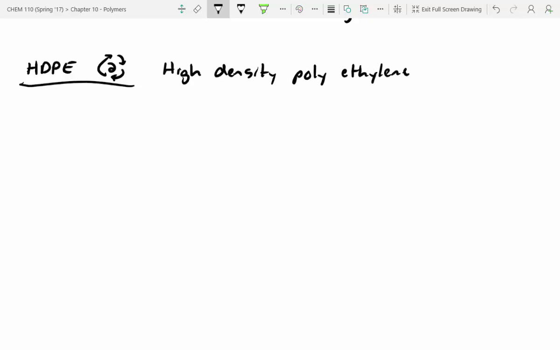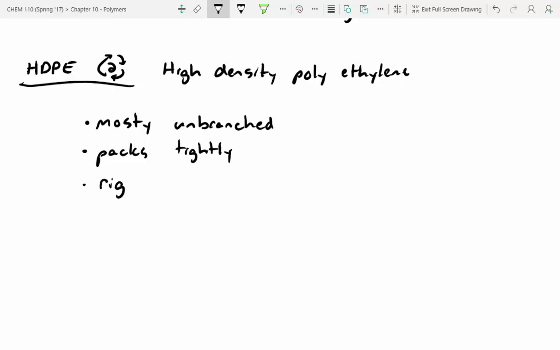This is really common. It's mostly unbranched. It packs tightly because it's unbranched. And it's also rigid. It is good for bottles and other consumer goods.